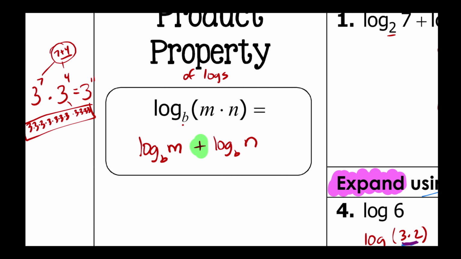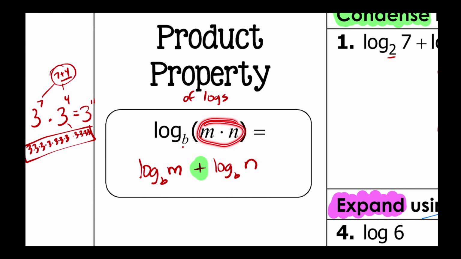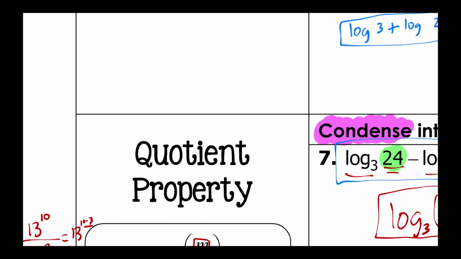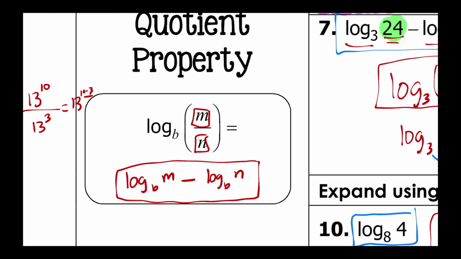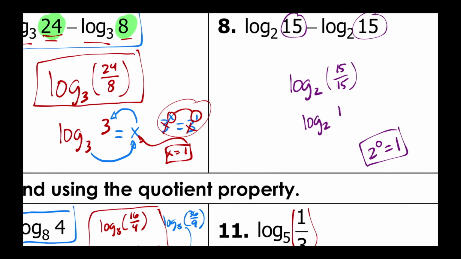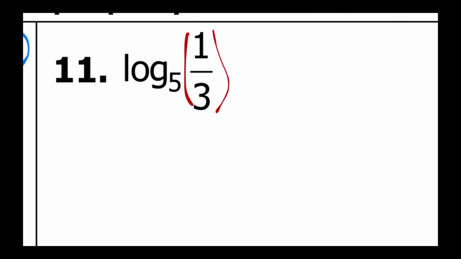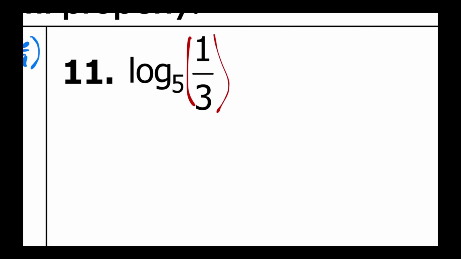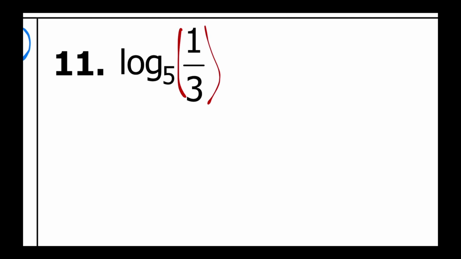So we go back and look and ask which one has a quotient. Well, this is the product property. That's taking the log of a product. That's not what we're doing. Then we have the quotient property. We're taking the log of a quotient, of a division problem, and that's exactly what we have. So we're going to use the quotient property, which states I can get this log and separate it into two logs, and we're going to subtract the logs.